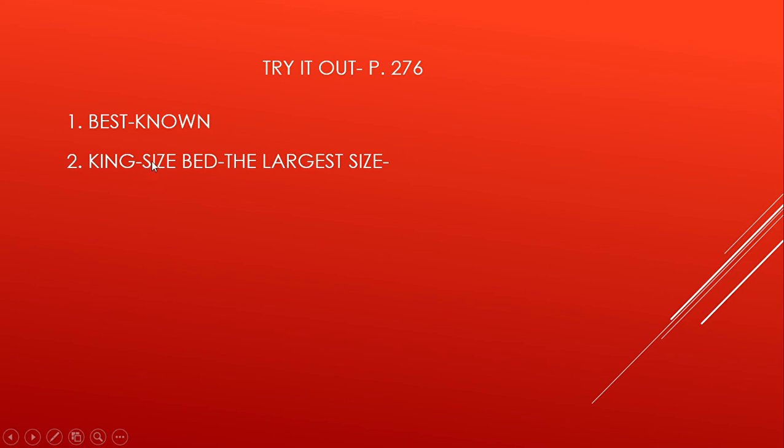So let's take a look at number 1. Best-known, because those go together. That is where we would put it. Number 2, king size bed, the largest size. So a king-size bed — the largest size — is wider than a double bed. So make sure when you're doing these, you do not need to put parentheses because that's not the directions for this.